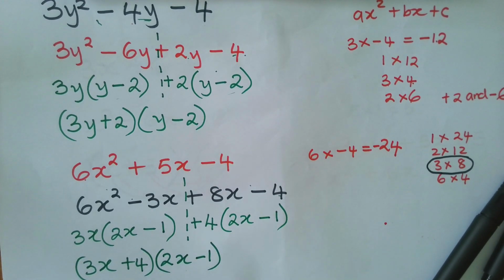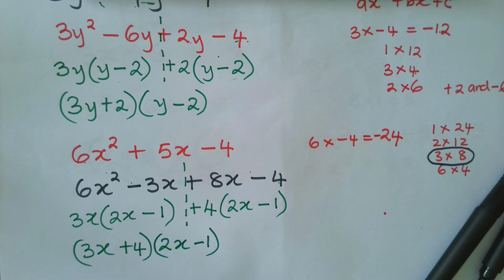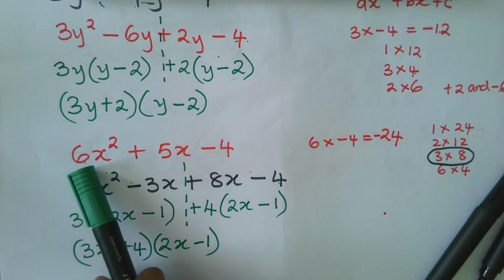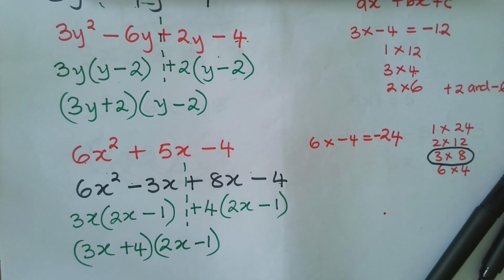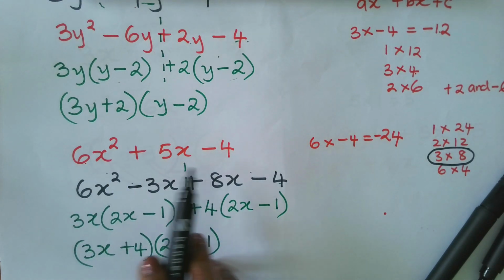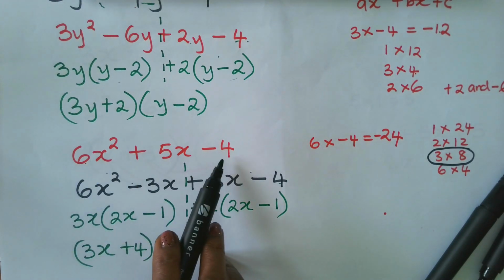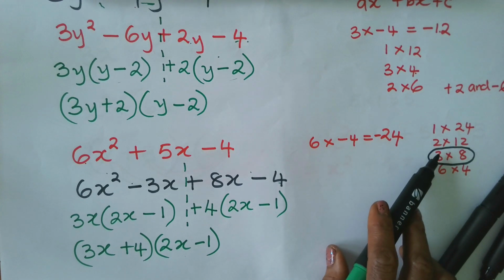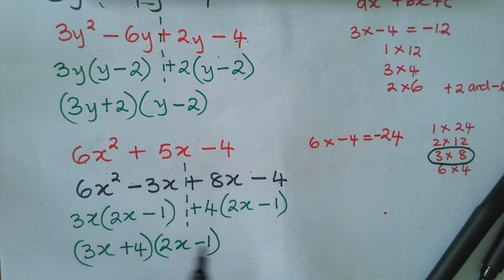So this is how to solve factorization when a is not equal to 1 and when a is equal to 1. When a is equal to 1, you've got the x squared only. But when it is not equal to 1, you've got a number and you've got the x squared. So what you need to do is to multiply, find out the numbers that can go through, and then fix it this way. All right, I'm going to stop here.